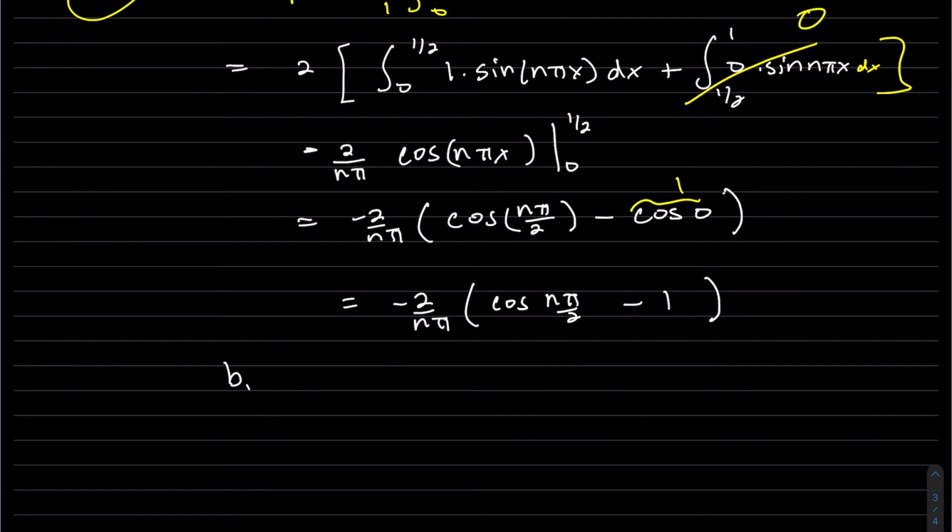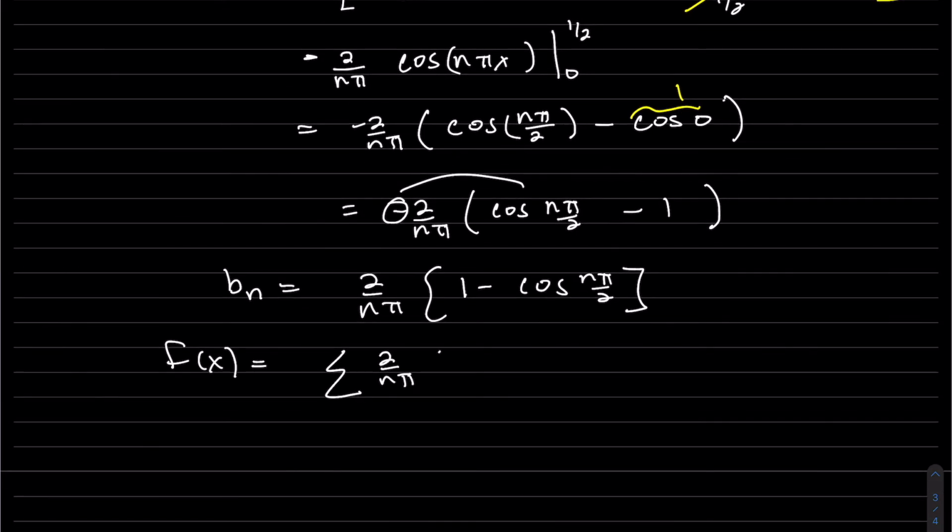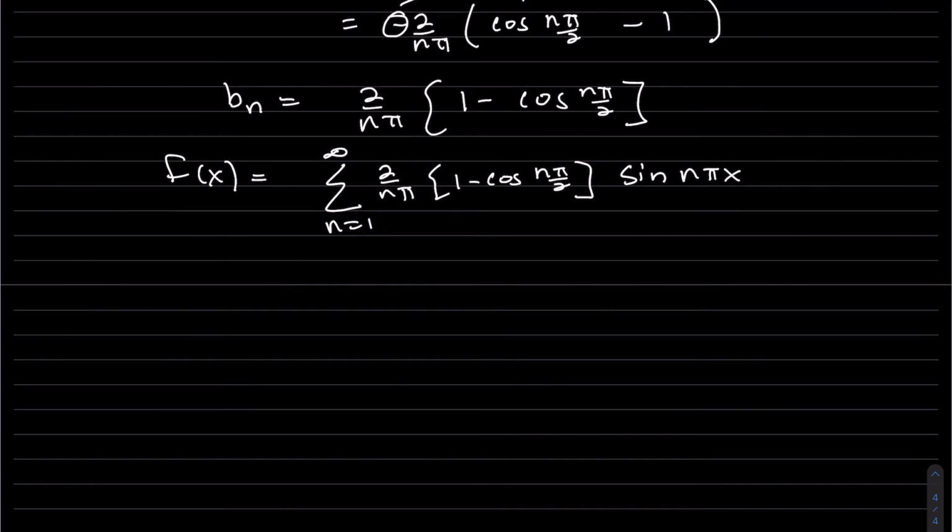So b n, actually I'm going to distribute that negative in there. Just looks better. And if we wanted to, we could bring the 2 over pi out, but it's fine.